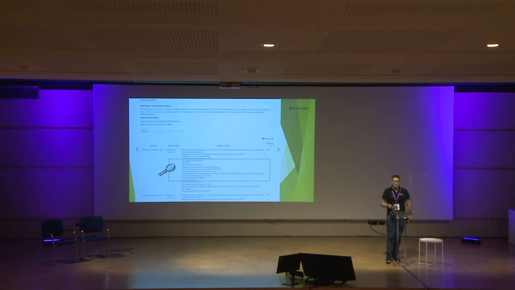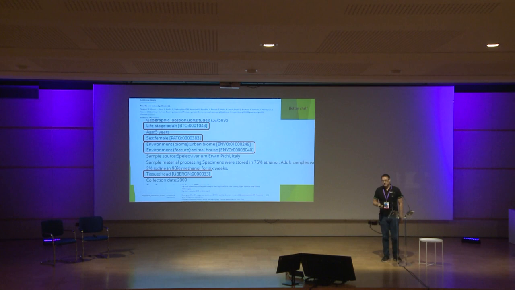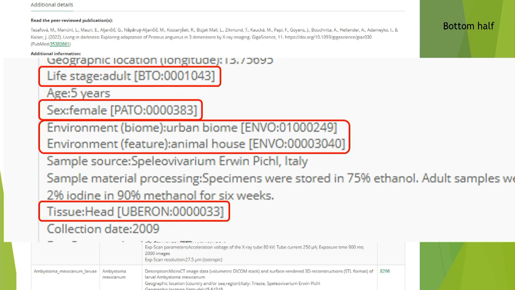So I'm just going to zoom in on here to show you the ontologies that we use and where a lot of them fit in. Most of the ontologies that we use are on the sample information. If I zoom in on that, you can see that the life stage there is adult, and we've put an ontology term for that. Same for the sex. We've got the PATO term for female. We don't specify exactly which ontologies you have to use, but we try to make sure that they are from an ontology of some sort so that it's tractable and there's a definition of it, so you know exactly what we're talking about.